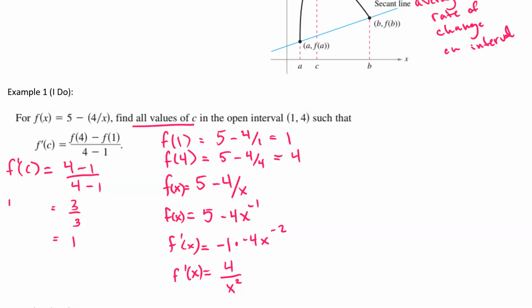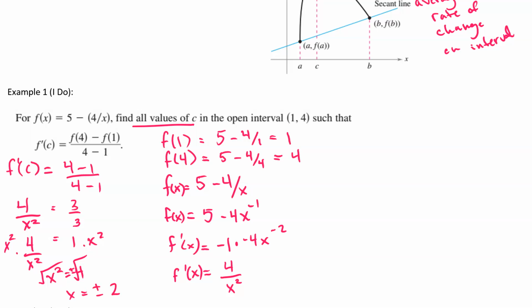So we're looking for when my derivative, I'm sorry, yikes, my derivative is 4 over x squared equals 3 over 3, or 4 over x squared equals 1. We multiply both sides by x squared. We've got x squared equals 4. Do the square root. You have to include your plus or minus there. So we've got x equals positive or negative 2.